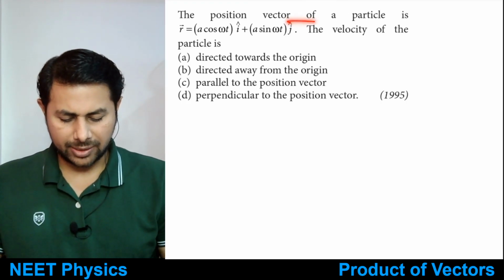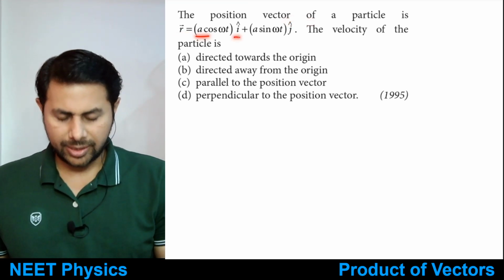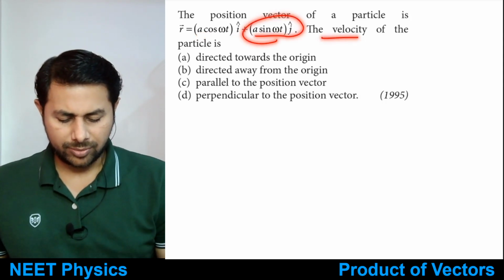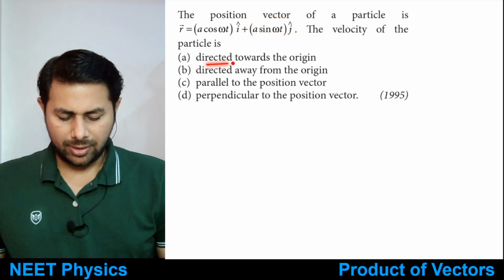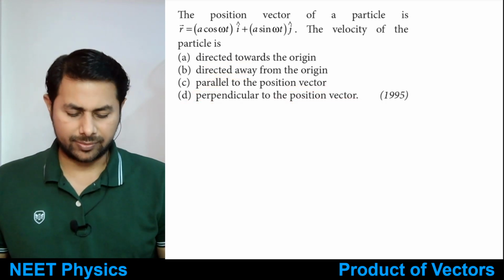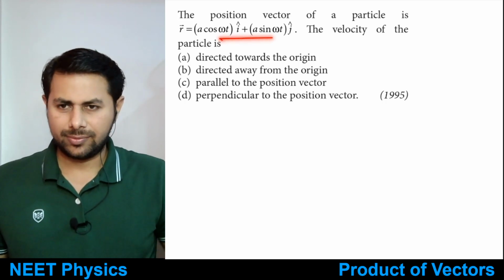Position vector of a particle is r bar equal to a cos omega t into i cap plus a sin omega t into j cap. The velocity of the particle is directed towards the origin, directed away from the origin, parallel to the position vector, perpendicular to the position vector. Tell me. Actually, we have seen this question earlier.